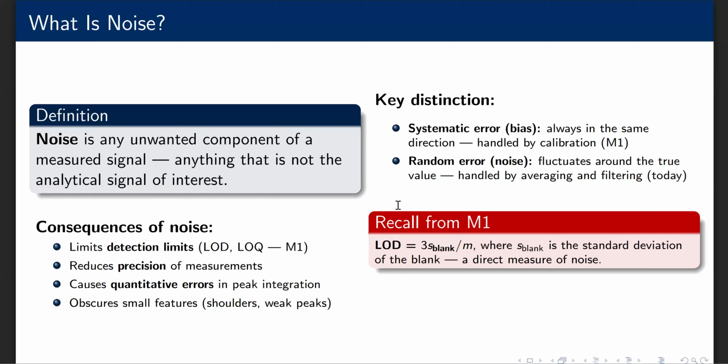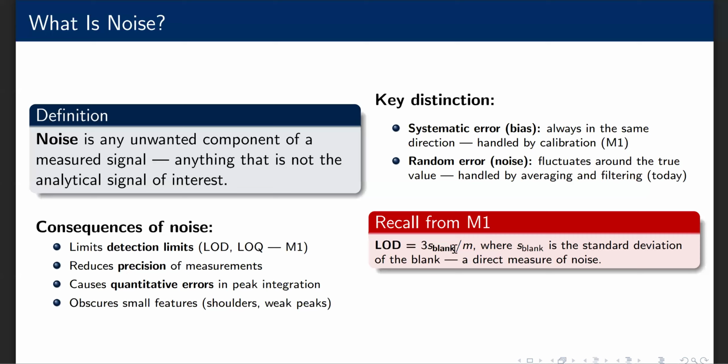But we do have a key distinction here, systematic error versus random error. Systematic error, such as bias, is always in the same direction. We handle it with the calibration, which we saw back in module 1. Random error, however, is noise and it fluctuates around the true value. And we can handle it with the techniques we're learning today, which is averaging, filtering, and modulation.